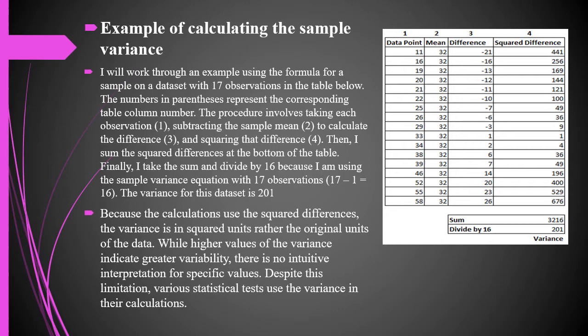200 watts. Because the calculation used the squared differences, the variance is in squared units rather than the original units of the dataset. While higher values of the variance indicate greater variability, there is no intuitive interpretation for specific values. Despite this limitation, various statistical tests use the variance in their calculation.